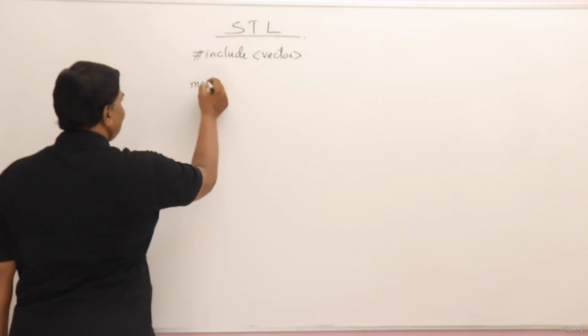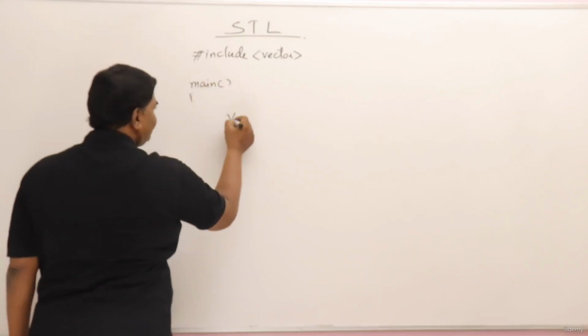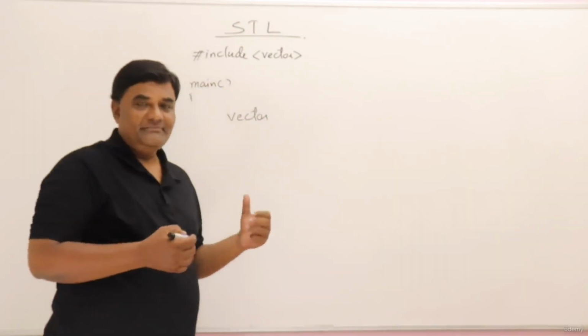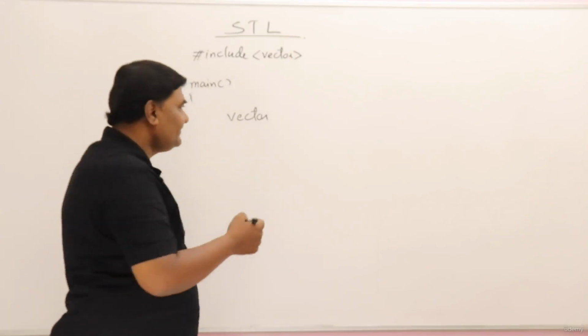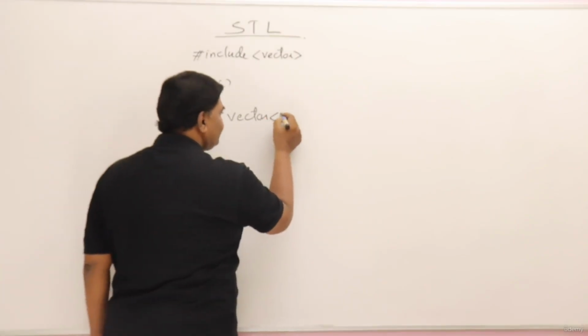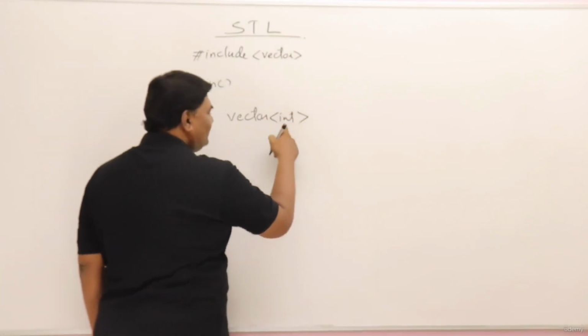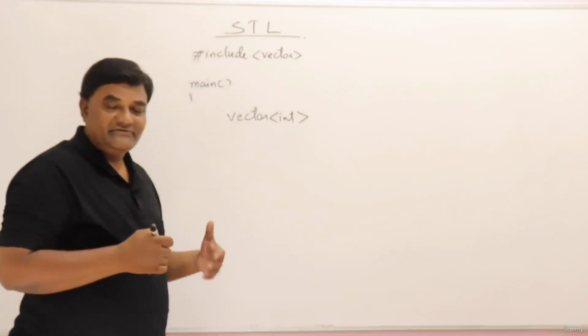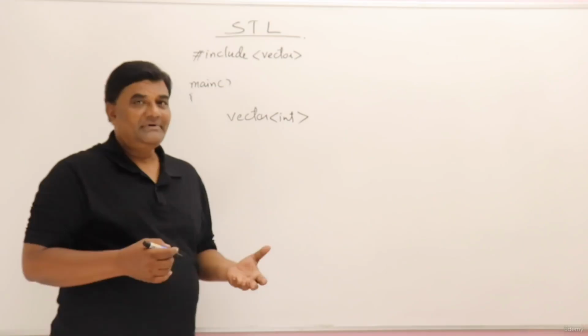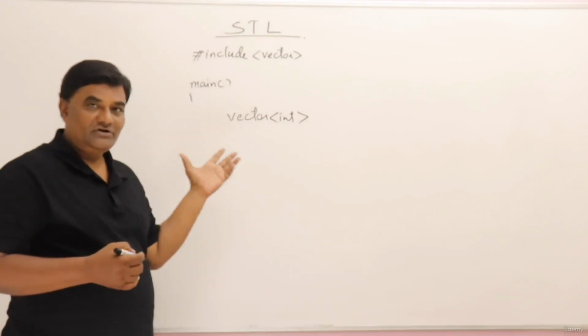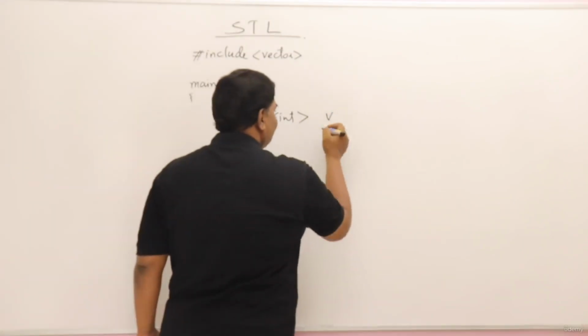Then inside the main function, I will create an object of vector. As it is a template type, I should mention what type of data I am going to store in this one. Suppose I want to store integers. Here I can write any of the primitive data types like integer, float, double, char or anything. Apart from this, I can write my own classes also, so I can store objects in this. Now this v is an object.